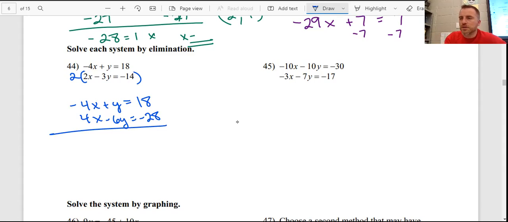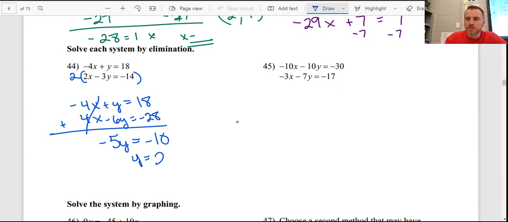Multiply every single term in that equation. When I add these equations together, negative 4x plus 4x is 0x. Y plus negative 6y is negative 5y. 18 plus negative 28, or 18 minus 28, is negative 10. We get y equals 2.